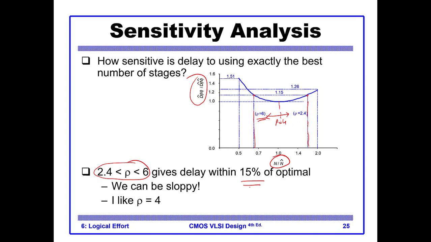The original value that we got from the equation was 3.59. This was the best number of stages, but we can use 4, because the best value was something like 3.59 here. So we can use 4 stages.